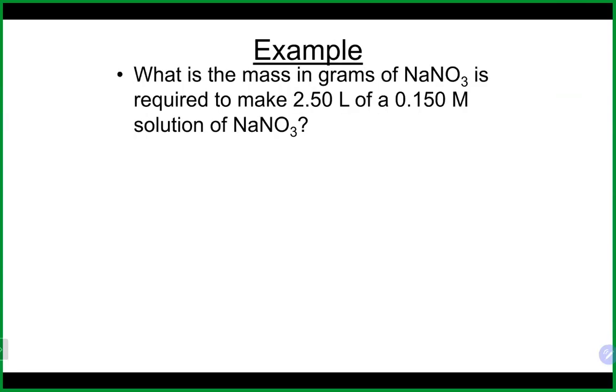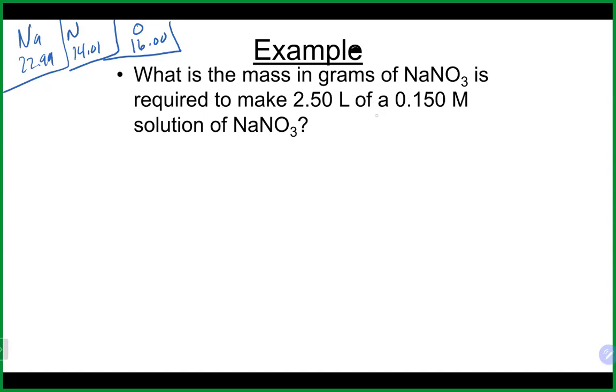All right, let's try another one here. What is the mass in grams of sodium nitrate that's required to make 2.5 liters of a 0.15 molar solution of sodium nitrate? Sodium is 22.99 on the periodic table. Nitrogen is 14.01, and oxygen is still 16. Okay, let's take a look.